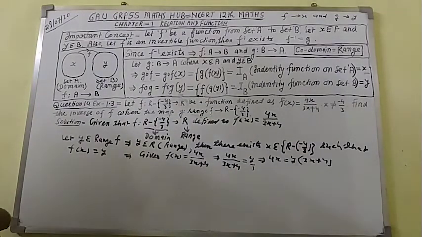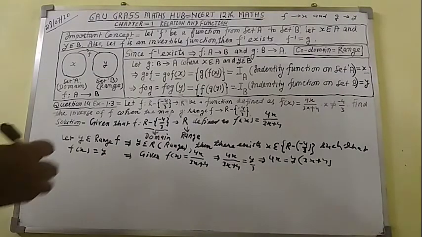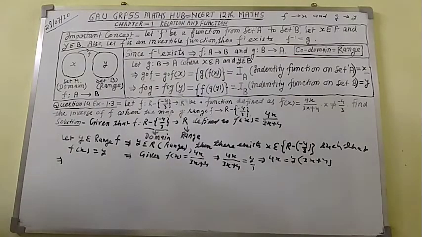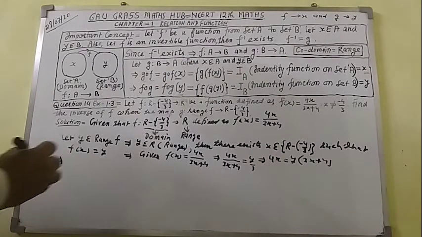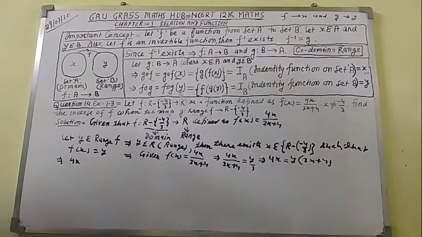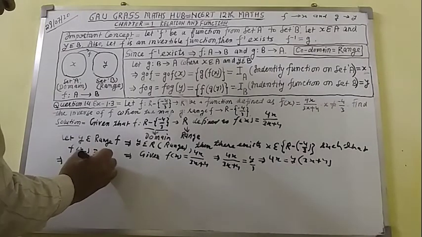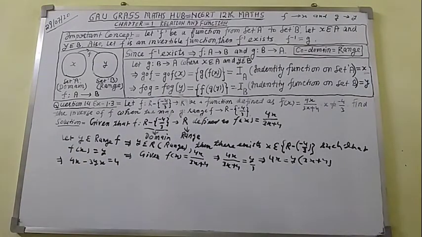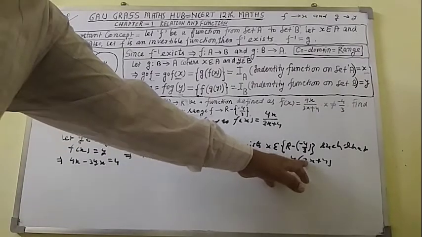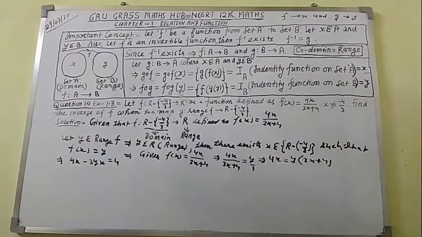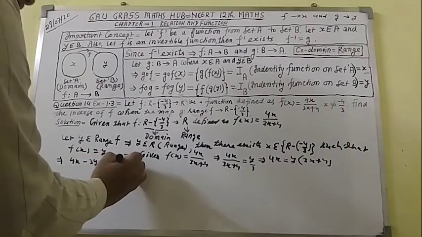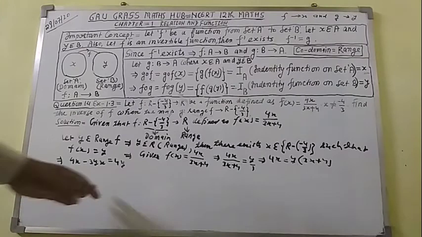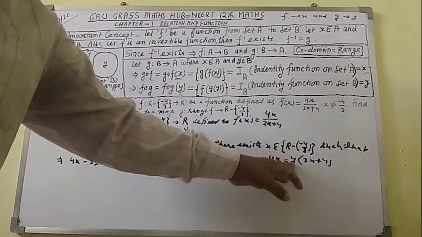You have to get the value of x in terms of y. So this implies 4x minus 3yx equals 4y. Here the bracket will be broken and y will get entered inside, so the first term will be 3yx, which will move to the left hand side with a minus sign. On the right hand side you get 4y.